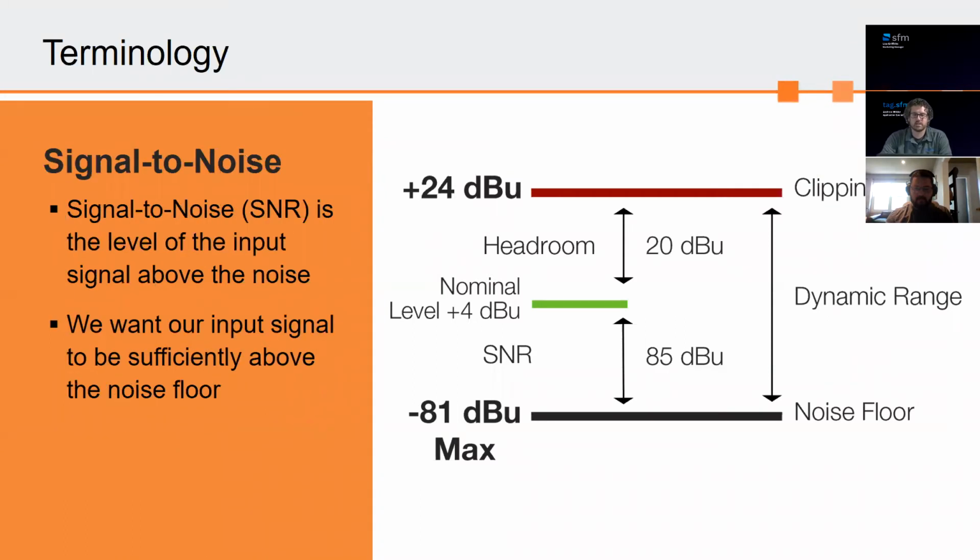The next one we look at on the chart is signal to noise ratio. That's the SNR you see below. And that's the level of the input signal above the noise, okay? We want to have our input signal sufficiently above that noise floor. It needs to be high enough that we get a clean signal without boosting any of the noise from the circuitry or any noise coming into the room, right? So that's your signal to noise ratio.